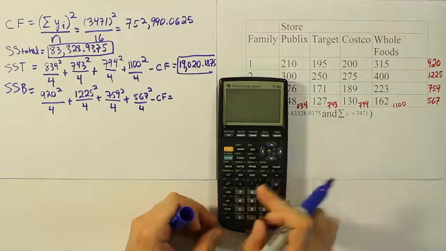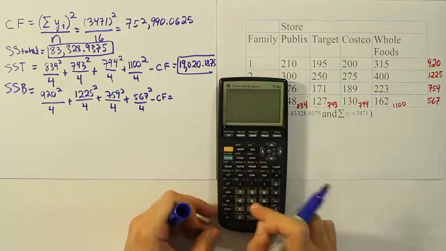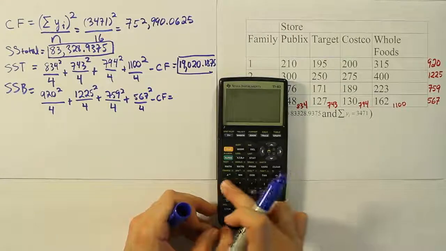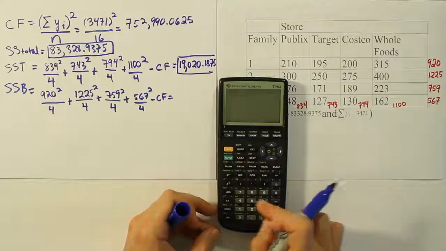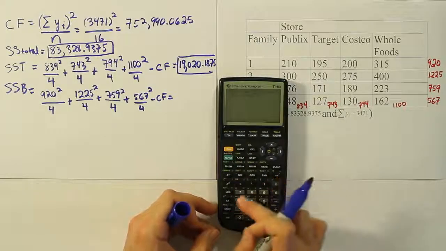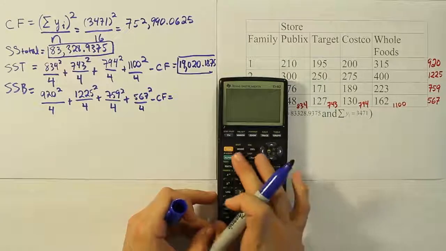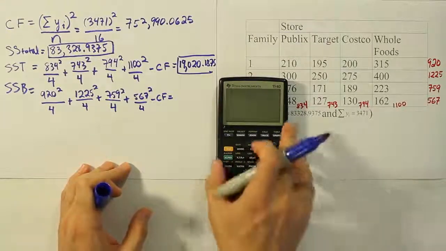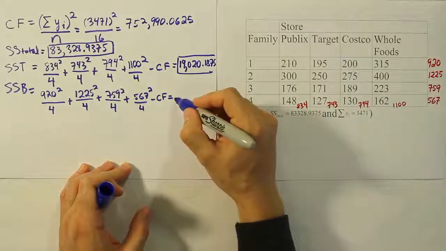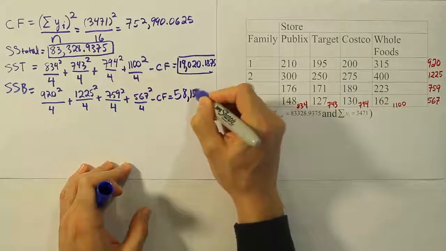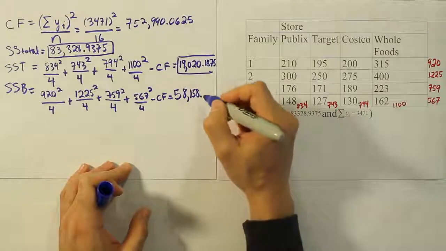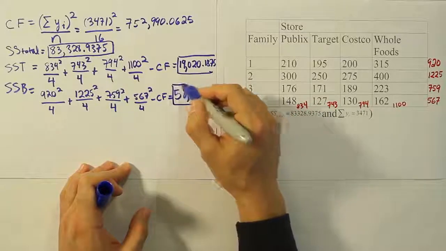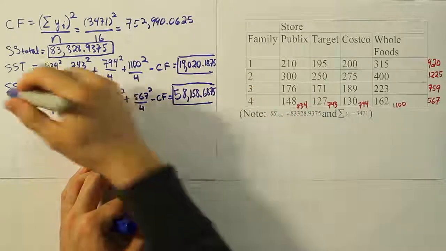So 920 squared divided by 4 plus 1225 squared divided by 4 plus 759 squared divided by 4 plus 567 squared divided by 4, and of course minus our correction factor, which I again have stored in my calculator already as x. And when I work that out, I get 58,158.6875. Okay, so again, that's our sum of squares for blocks.